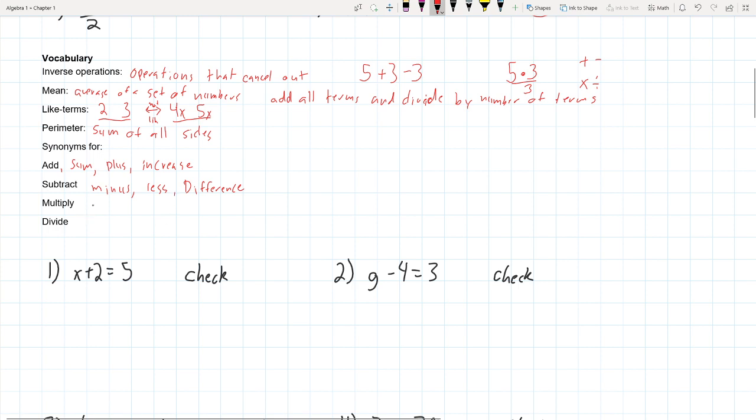Multiplication, you might see multiply, multiplication, or product. You might even see the word by, and you might see the word times. The last one that we have is divide or division. We might see things like quotient or goes into.